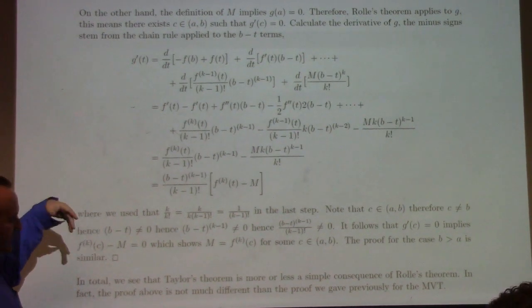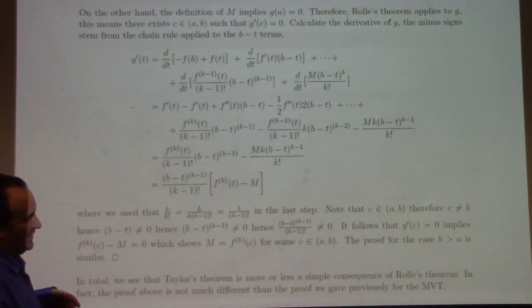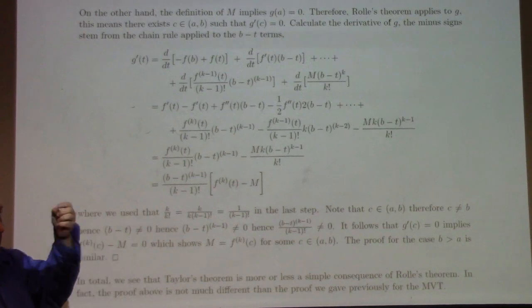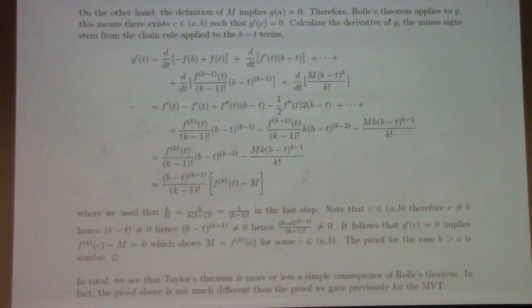And when you sort through it, the proof ultimately rests on Rolle's theorem, which is also how you prove the mean value theorem. In the mean value theorem, you look at the secant line, and you take the difference of the function and the secant line, and then you apply Rolle's theorem to that function, and that gives you the mean value theorem. In the same way, we look at the difference between the function and the kth Taylor polynomial, apply Rolle's theorem to that, and that's how we get Taylor's theorem.